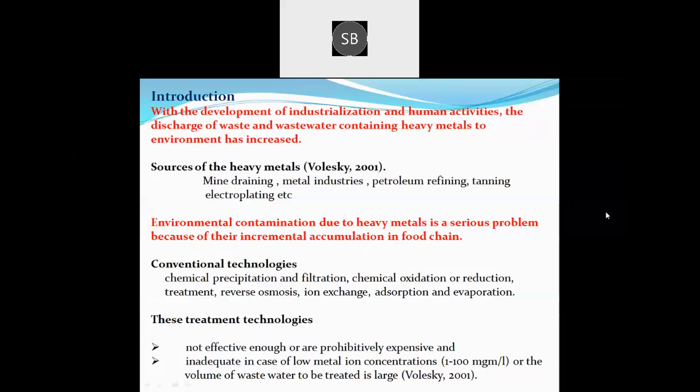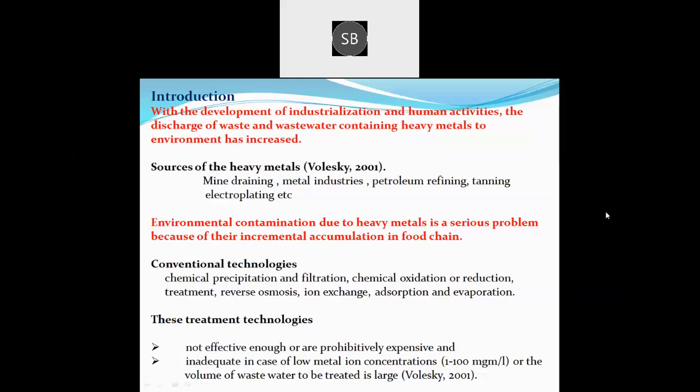So we know that so many industries are growing day by day. That means industrialization takes place on a large scale, and due to anthropogenic activities there is a discharge of waste and wastewater which contains heavy metals, and it is being released to the environment. Now, what are the possible sources of heavy metals? According to Oleski, sources of heavy metals include mine draining, metal industries, petroleum refining, tanning, electroplating, etc.